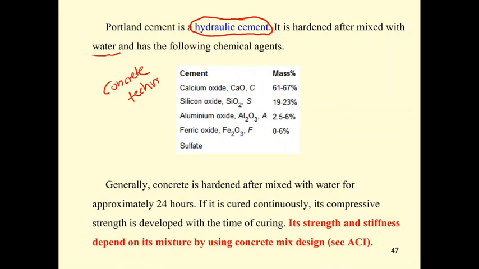You will study it in detail. Mainly, after you mix the Portland cement with water, you get calcium oxide, silicon oxide, aluminum oxide, and something else. Generally, the concrete will harden within 24 hours after mixing with water. Some special types of concrete can harden within only 3 hours.